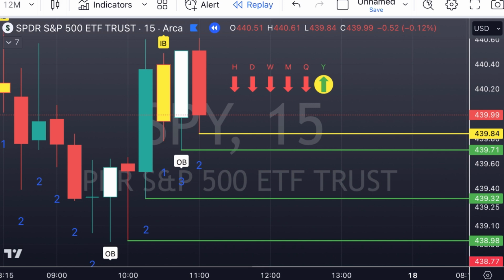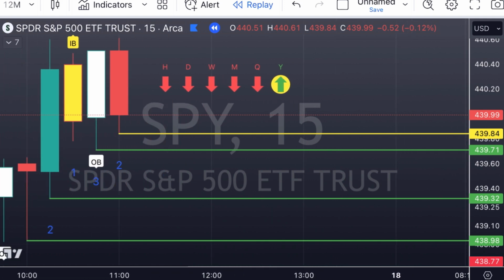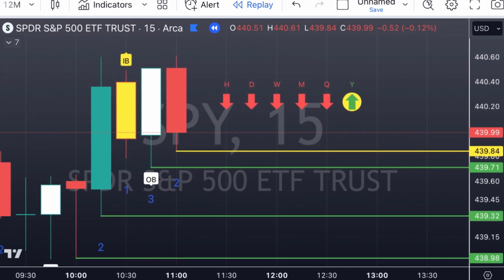So I'm going to replay this, and we're going to go through it, and I'll just show you how to manage this trade. Realistically, what we've done, we've set our triggers and our targets on this 15-minute chart. We're on the 15-minute chart right now.